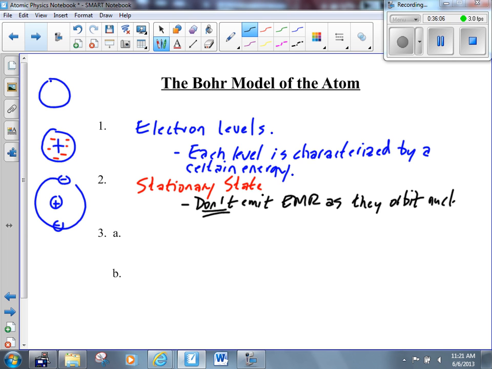even though they do experience the centripetal acceleration, that a_c is equal to v squared over r. They experience that, and Maxwell said, yeah, they would emit EMR as they do that, but they don't. And we know that they don't because these electrons don't spiral into the nucleus, which they would do if they gave off energy in the form of EMR.